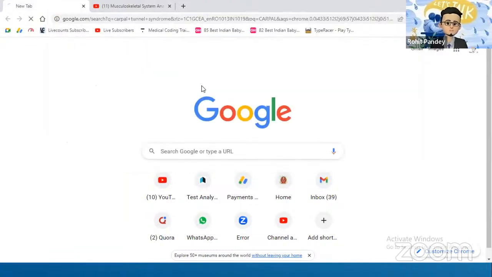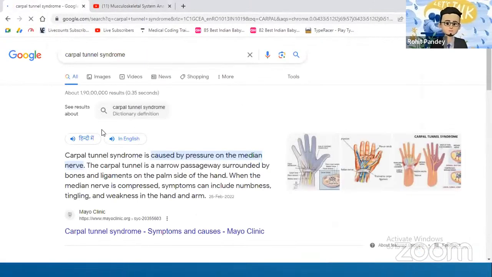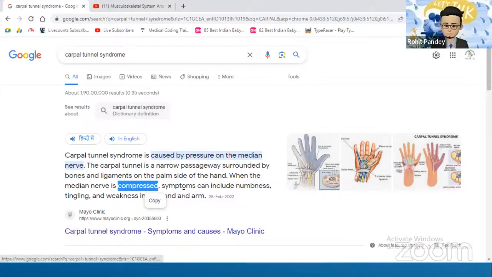Okay, here you can see carpal tunnel syndrome. Carpal tunnel syndrome is caused by pressure on the median nerve. The carpal tunnel is a narrow passageway surrounded by bones and ligament on the palm side of the hand. When the median nerve is compressed, symptoms can include numbness, tingling and weakness in the hand.